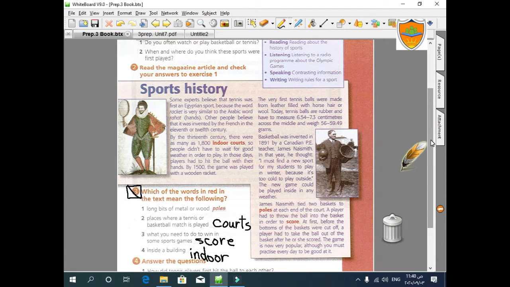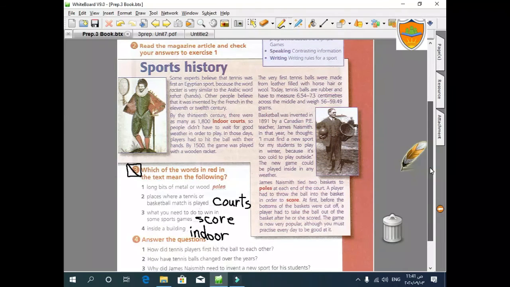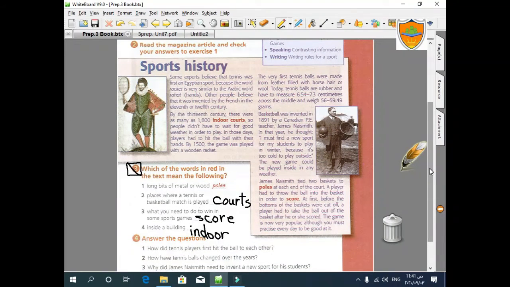A player had to throw the ball into the basket in order to score. At first, before the bottom of the baskets were cut off, a player had to take the ball out of the basket after he or she scored. The game is now very popular, although you must practice every day to be good at it. This was our text, and now we move to structure.